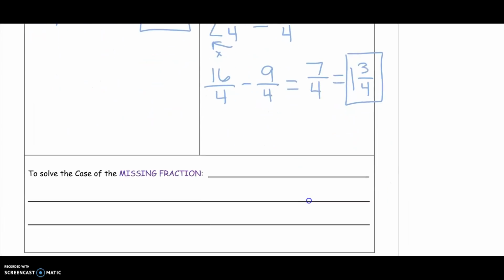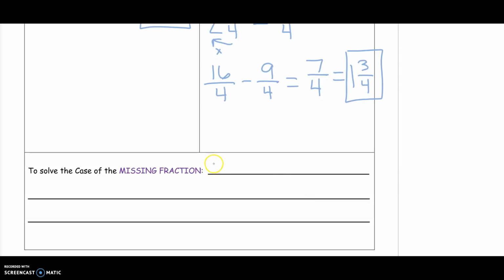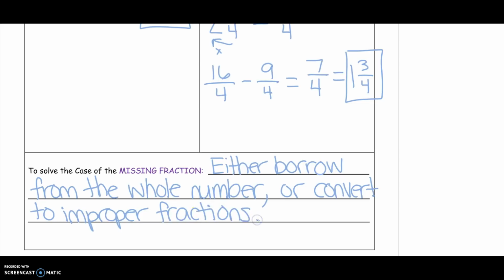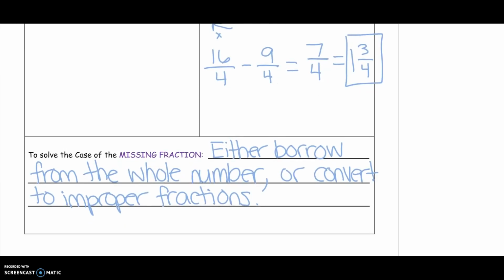So to solve the case of the missing fraction, again, we're either borrowing from the whole number or converting to improper fractions. Okay, now go ahead and try some examples on your own.